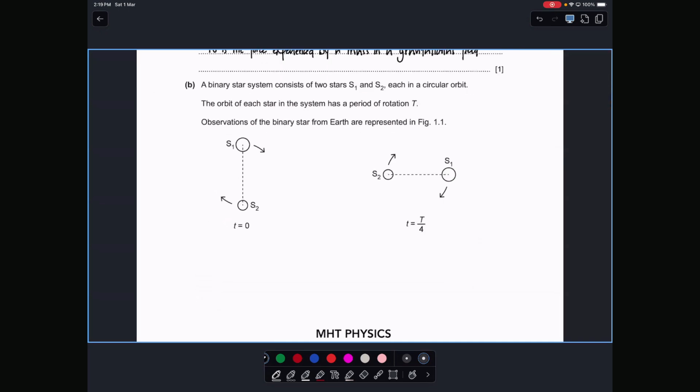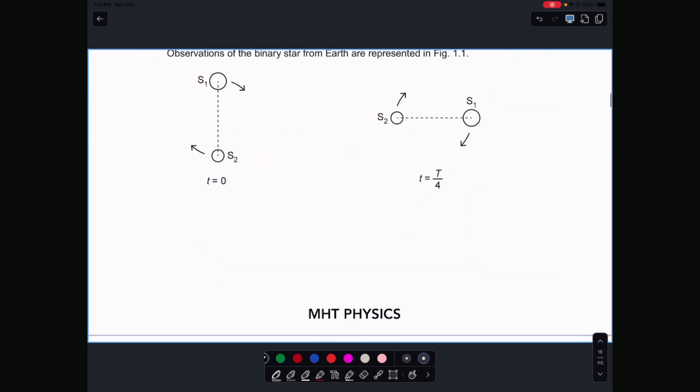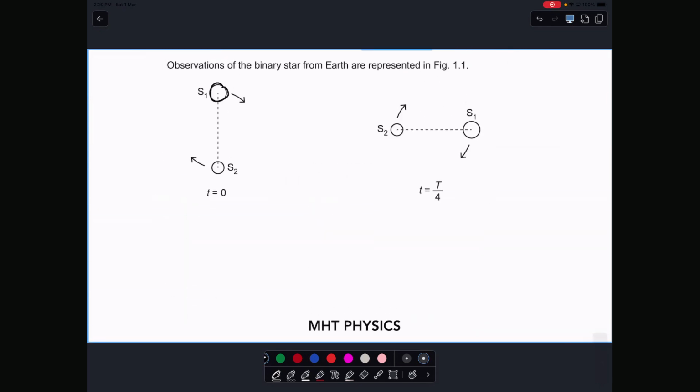So এখানে বলছে a binary star system consists of two stars, S1 and S2, each in a circular orbit shown. The orbit of each star is in a system that has a time period of oscillation T. Observations of the binary star from Earth are represented here. So binary star system observation তো দেওয়া ekhane, so it's oscillating. Kemne oscillate korteche? So you have one star here and the other star there. We talked about binary star systems the other day, so it's something that's possible in your syllabus because the math is not really complicated.